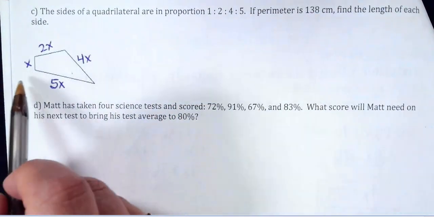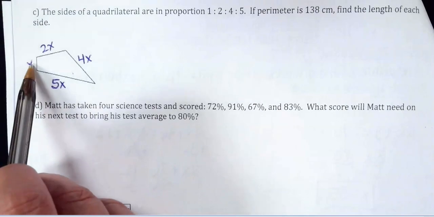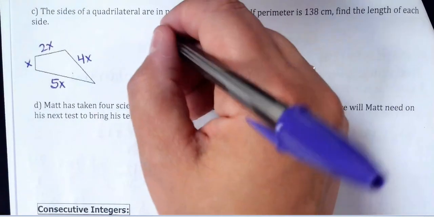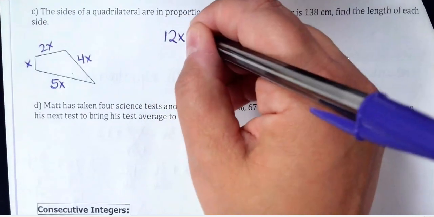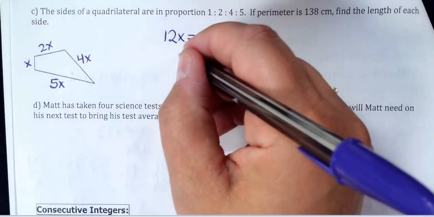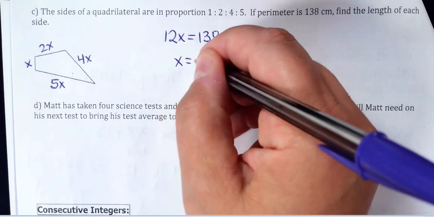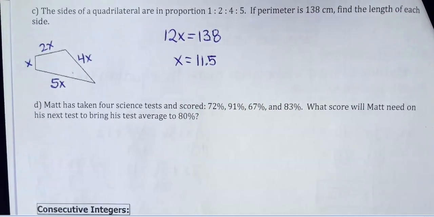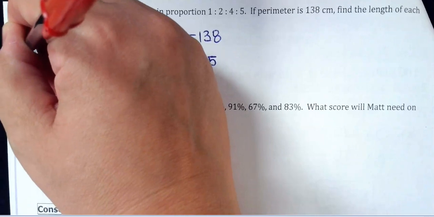Okay, so I'm just combining like terms, right? So I have 1x, 2 more, so that'd be 3, 4 more, that'd be 7, 5 more, that'd be 12. So if I add all those guys up, I'd get 12x is equal to 138. And if you divide 138 by 12, I think, tell me if I'm wrong, but I think it's 11 and a half. Okay, now all you got to do to tell me the side lengths is literally, like I said on the front, plug it in like a Glade air freshener. So we got, this would be 11.5.